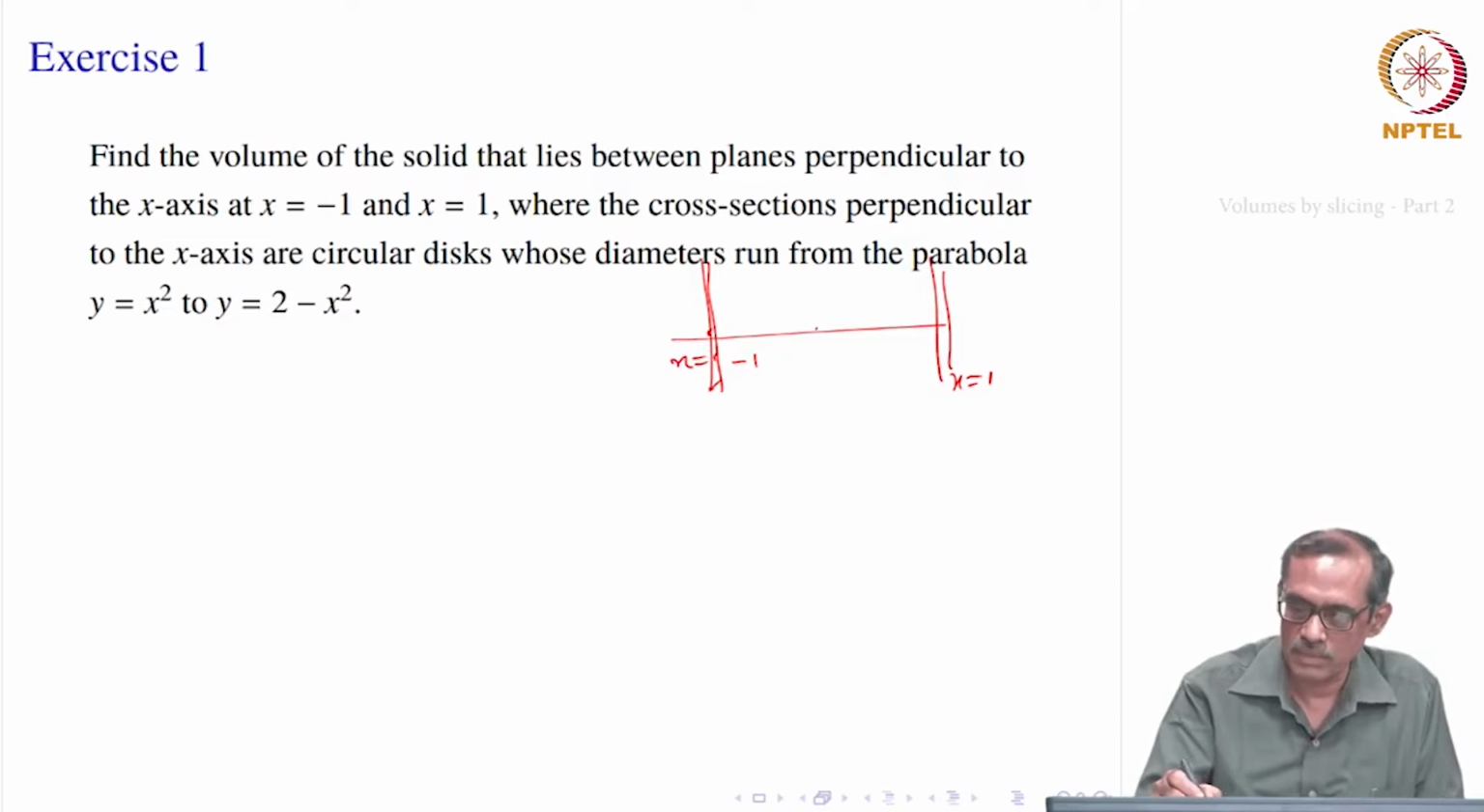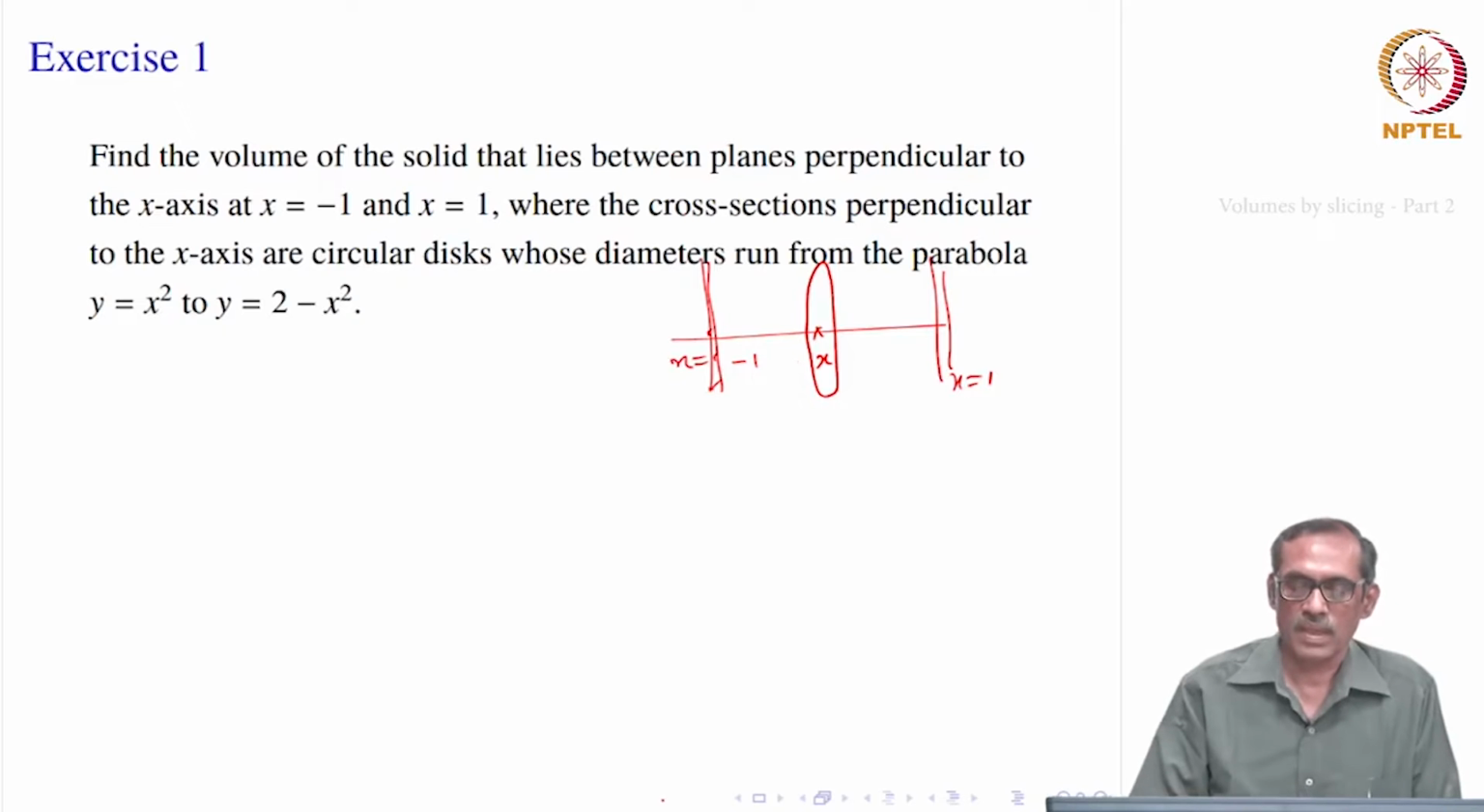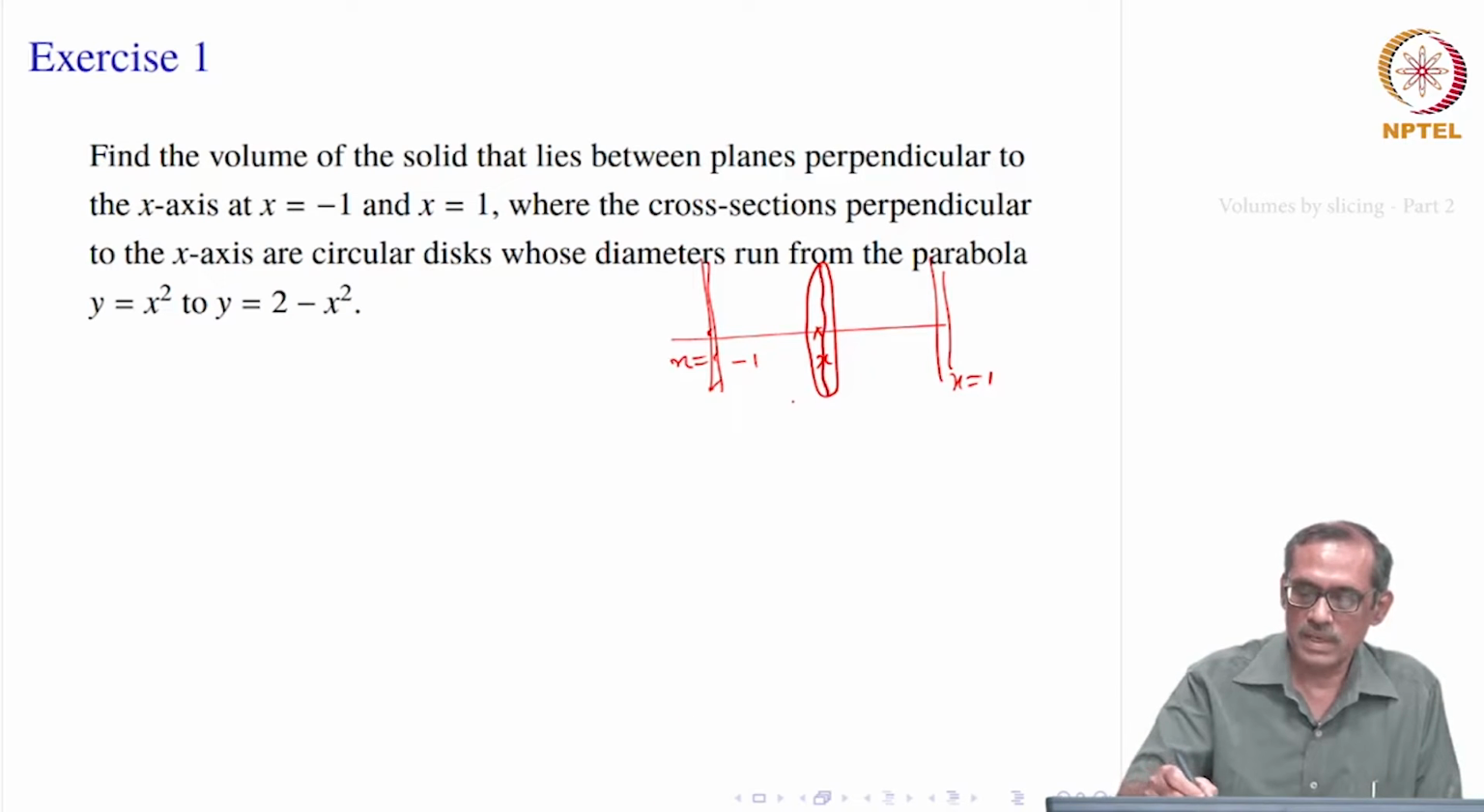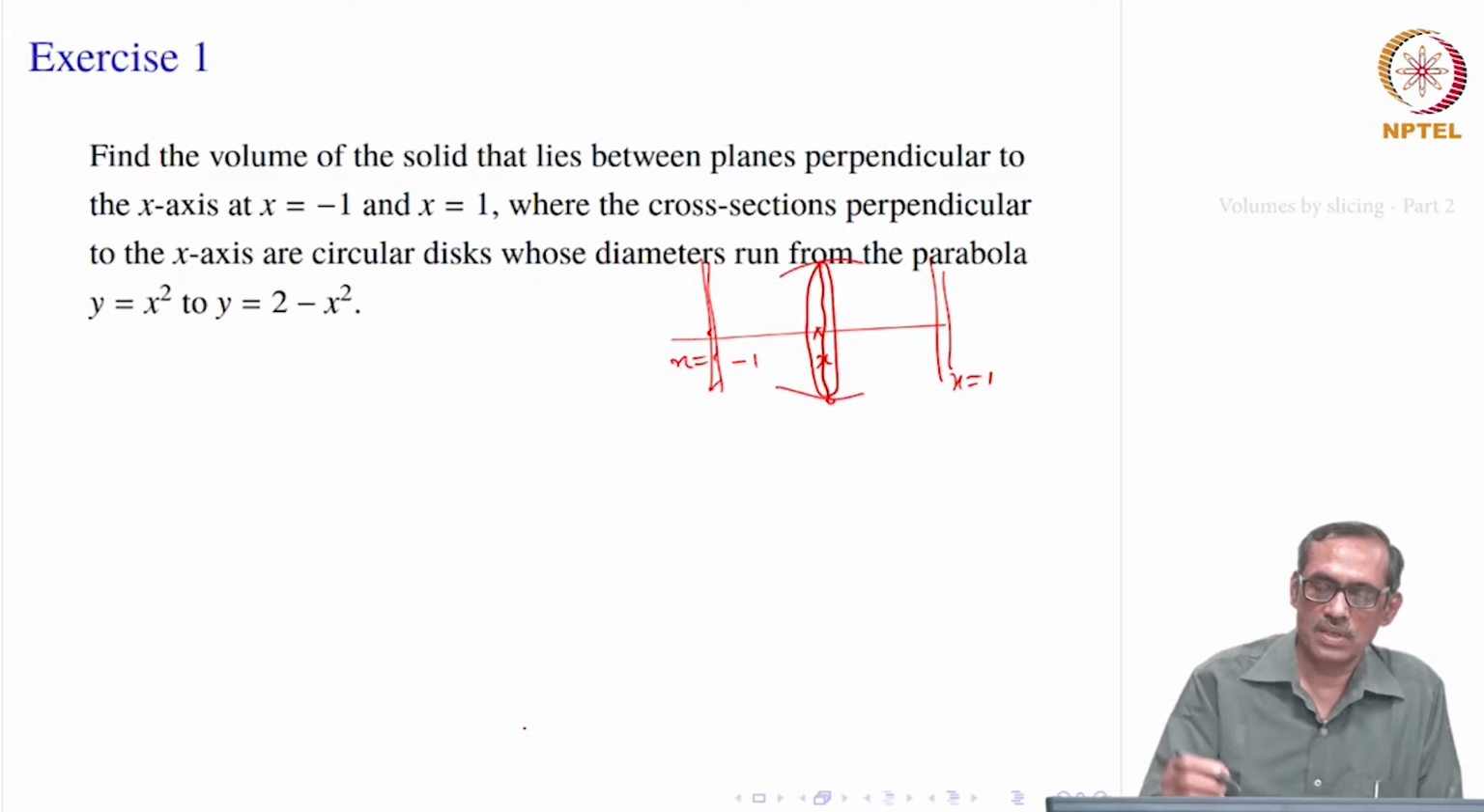So, once you take any point x here, you will get a circular disc, that is the cross section, whose diameter runs from the parabola y equal to x square to y equal to 2 minus x square. So, its diameter is really within two parabolas, right. So, maybe something like this, not exactly. One end of that is on one of the parabolas, x square, the other end is on the other parabola which is 2 minus x square.